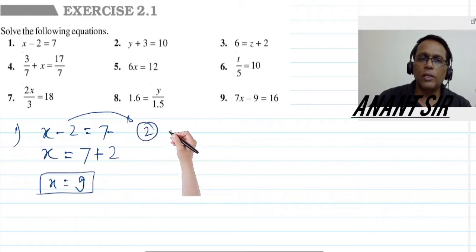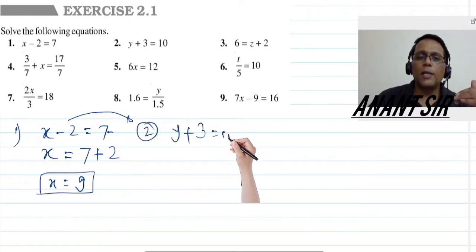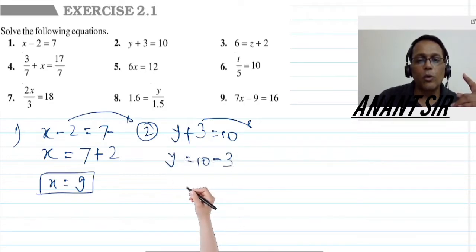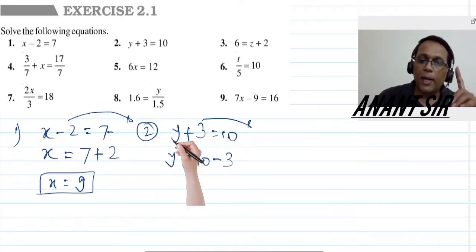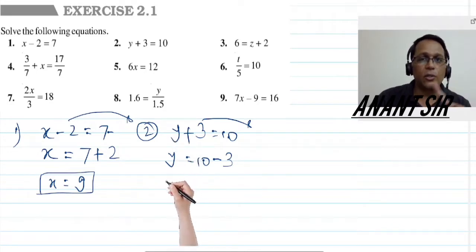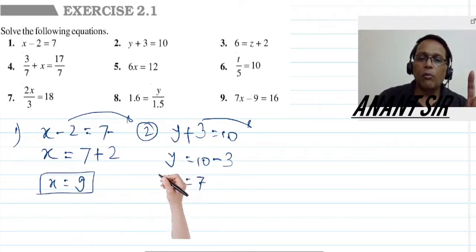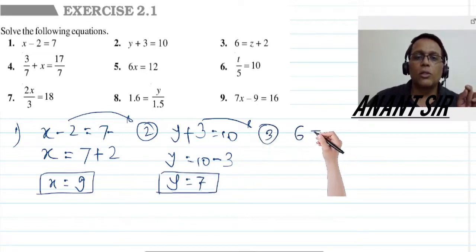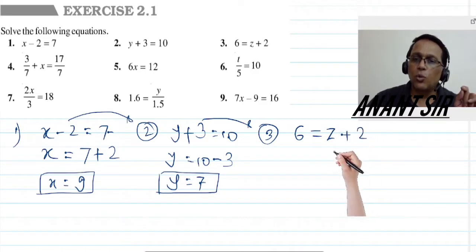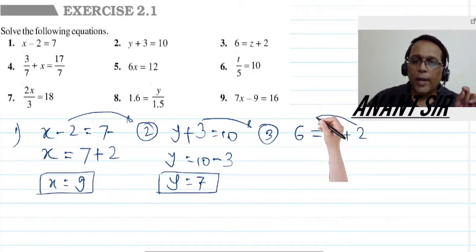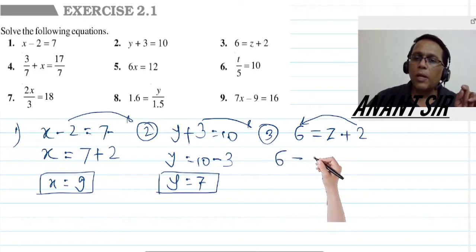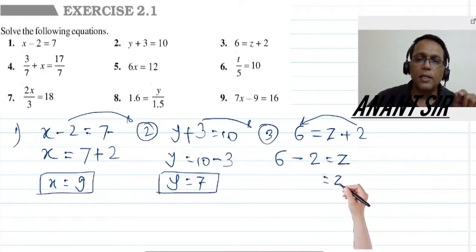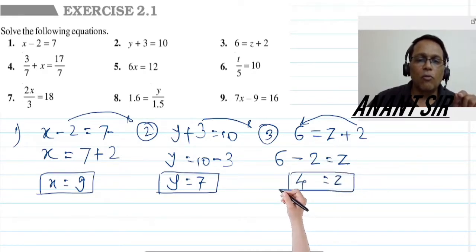So very simple question. Similarly, y plus 3 is equal to 10. This plus 3 I am going to take to the other side, it is going to become minus. 10 will remain as it is, y will remain as it is, their sign is not going to change, and then we will get the answer, y is equal to 7. Now we move on to the third question. 6 is equal to z plus 2. Now I can take this 2 to the other side. 6 will remain as it is, plus 2 will become minus 2. z will remain as it is. So it will be z is equal to 4.